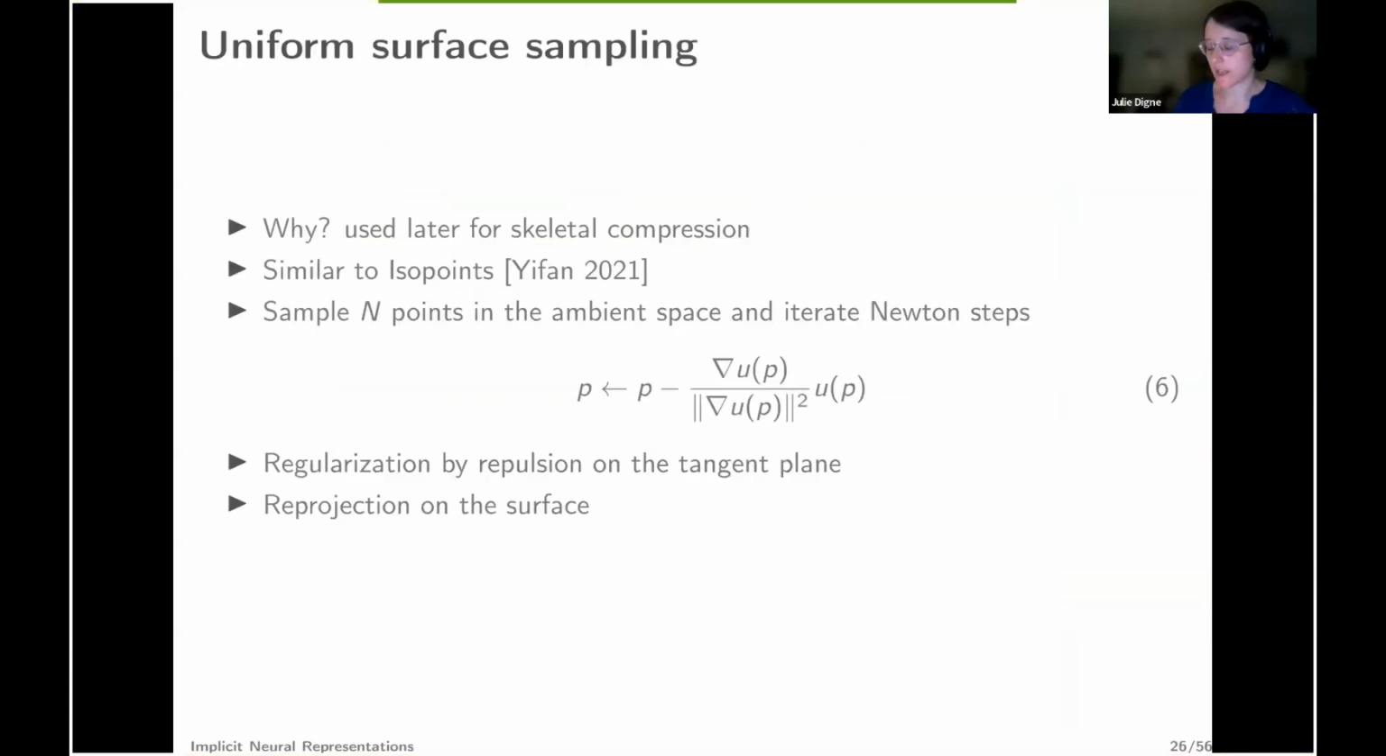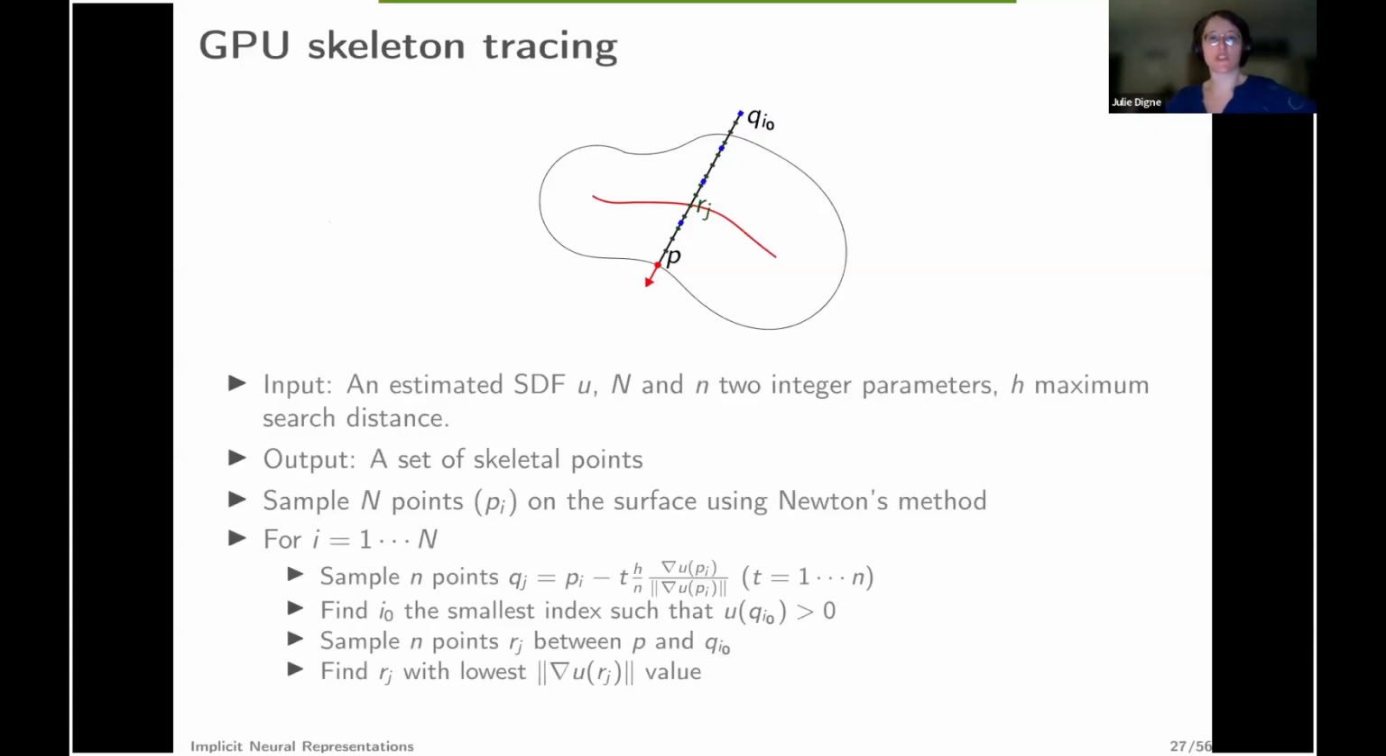And then after that, there is something we need to do to reconstruct. We have the SDF, the signed distance field, which is learned. Now we need to extract the skeleton from it. To do that, we start by sampling points uniformly on the surface through a set of Newton steps. And then afterwards, we do GPU skeleton tracing, which basically is: take a point which you have sampled on the surface, cast a ray in the inverse direction to the normal, and take the first point on the opposite side. So you sample points on the ray, and at the first point where the value of the signed distance function is positive again, you stop.